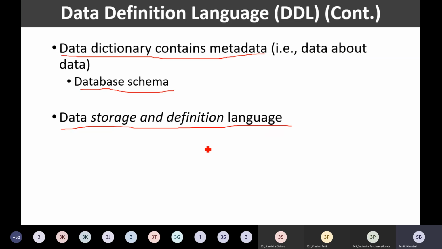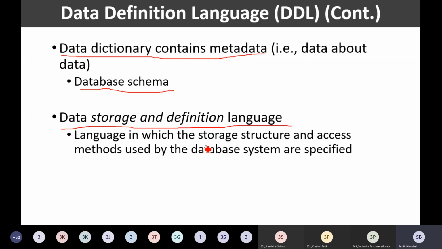And usually this is hidden from the users. So only the database administrators know the details about that. The users of the database system do not know. So this part of the data is hidden from the users. Okay. Now, I hope the concept is clear.